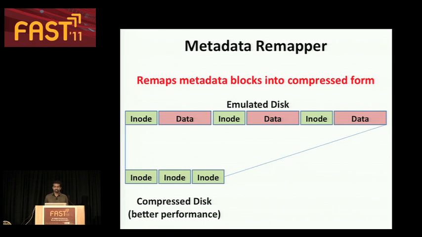Let me talk about the compressed disk further here. The metadata remapper remaps metadata blocks and lays them out sequentially on the disk. Since the inode blocks and metadata blocks are laid out sequentially, the service times for metadata reads are much faster, and this allows David to emulate faster storage devices.